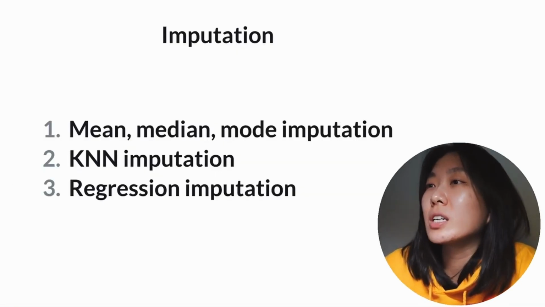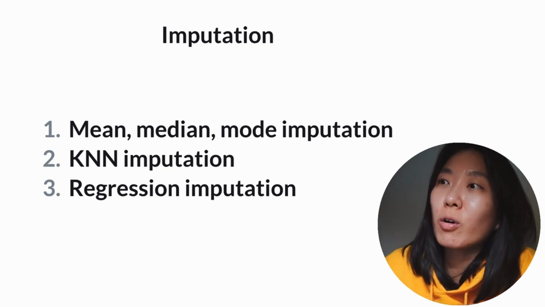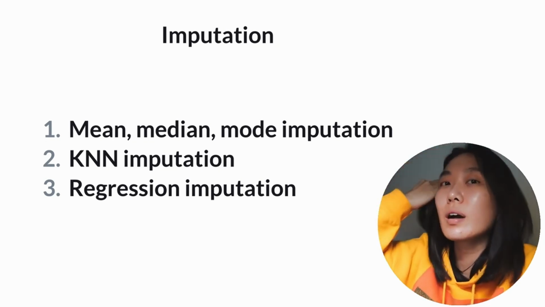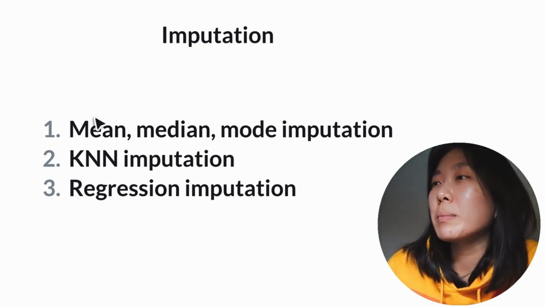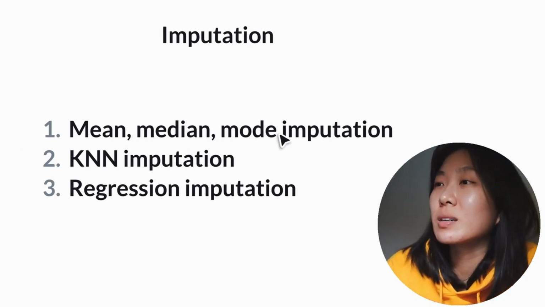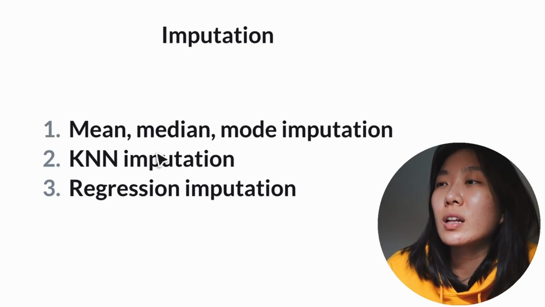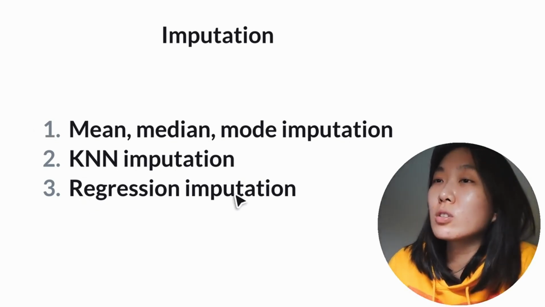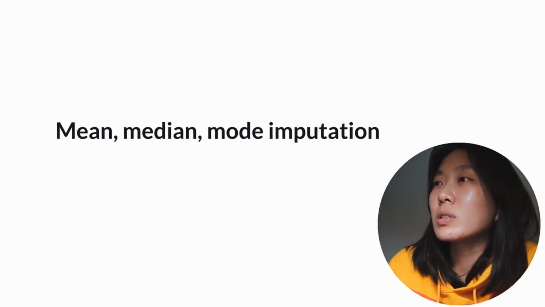One would be imputation. Imputation means there are missing values, so you want to fill them up instead of deleting them. How? There are 3 ways to do that. The first one is mean, median, mode imputation. I'm sure you understand what they are. This is part of statistics, and it's very important to understand that. And then the KNN imputation, and then the regression imputation. So let's go through one by one. The mean, median and mode imputation.